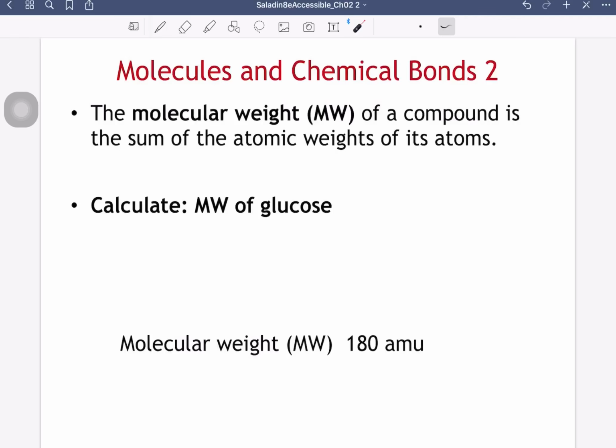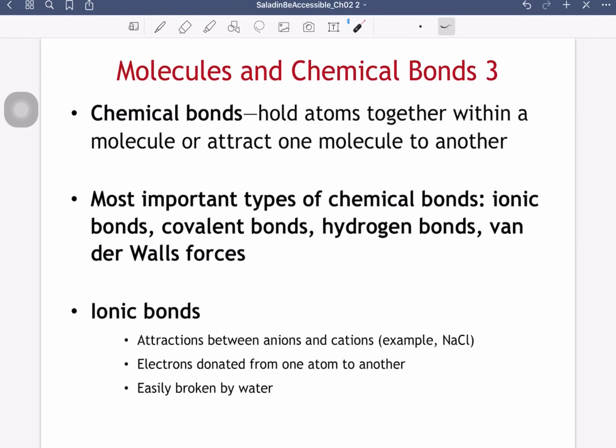I'm not going to run through this. If you want to do it, the book walks through it, I do believe. If you want to calculate the molecular weight of glucose, you can go ahead and do it. We haven't talked about glucose, so I'm not going to spend the time right now.